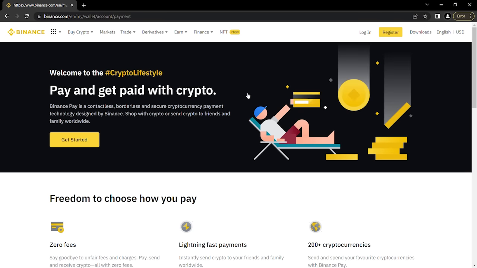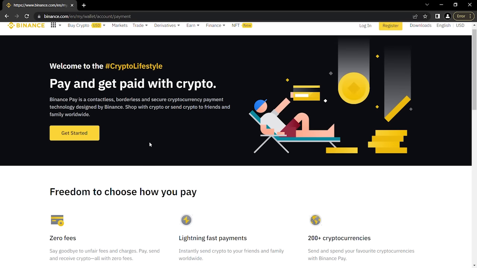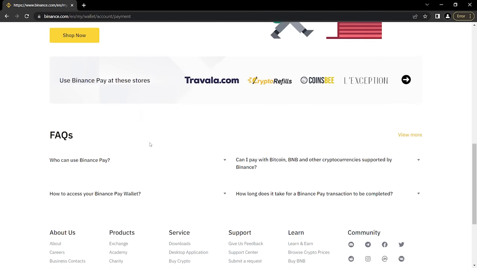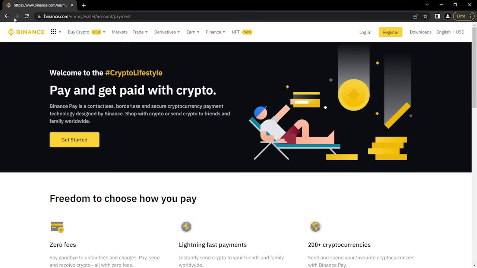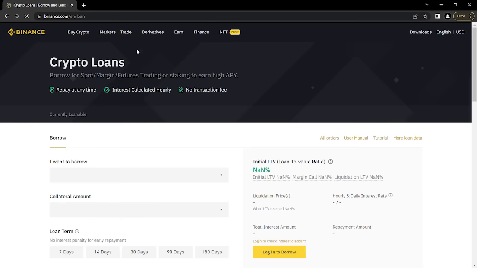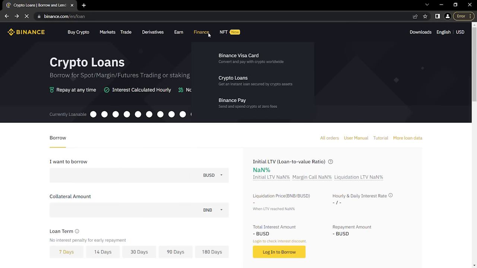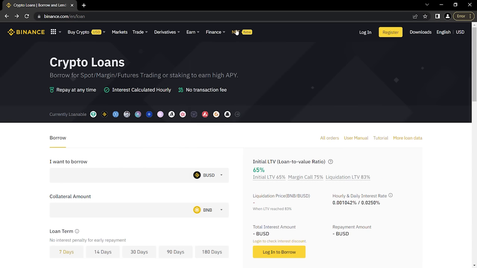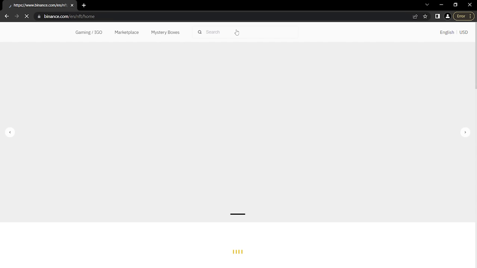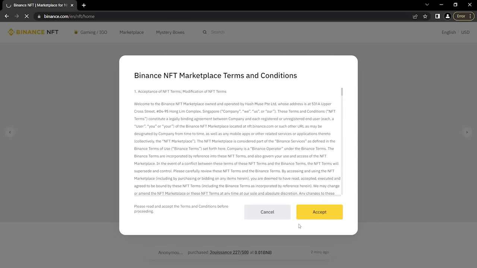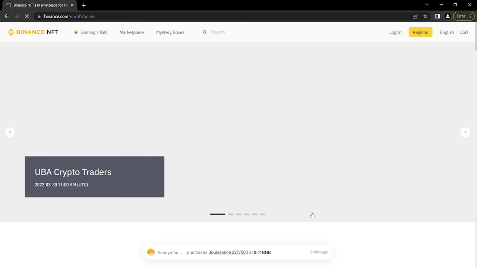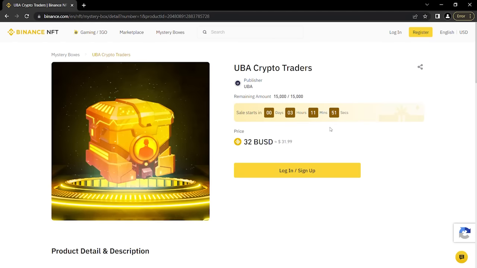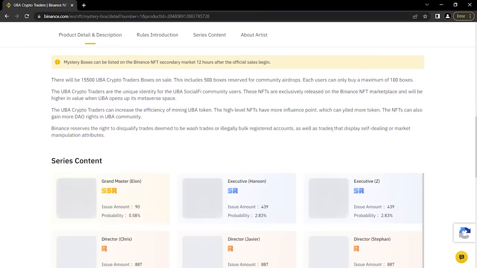Binance Pay is a contactless, borderless and secure cryptocurrency payment technology designed by Binance. Shop with crypto or send crypto to friends and family worldwide. A few months ago, Binance introduced NFT. Binance NFT Marketplace is here, you can buy and sell NFTs very easily.